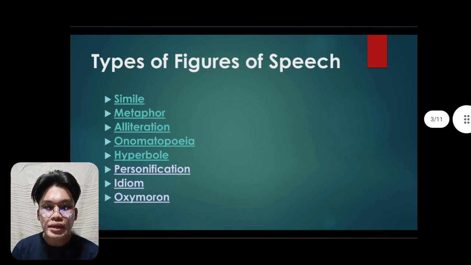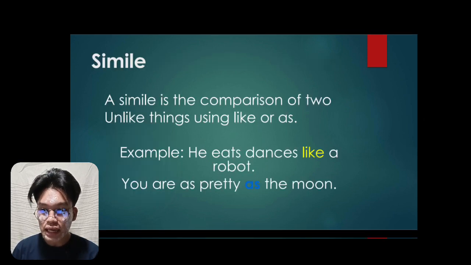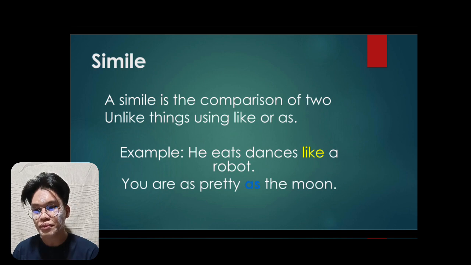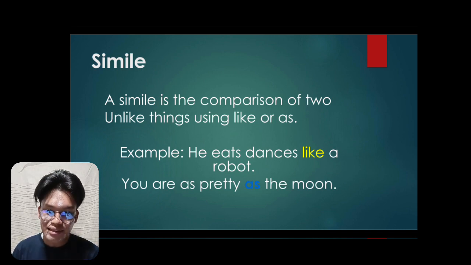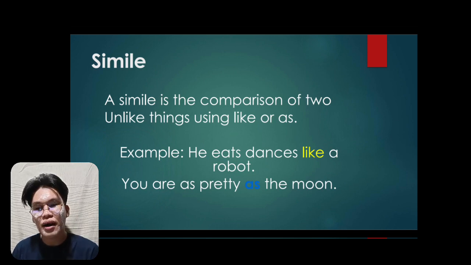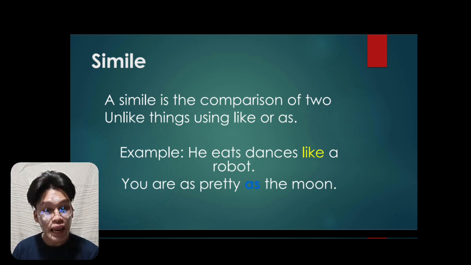Okay, the first one is simile. So a simile is the comparison of two unlike things using like or as. So we have there an example. So he dances like a robot. So that means the subject is compared to a robot. So, and we use like to link the two subjects. So he dances like a robot.